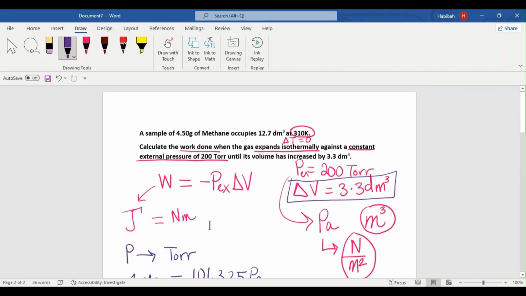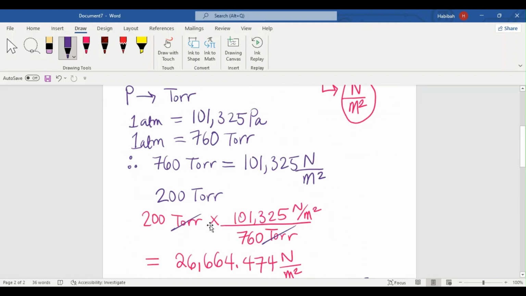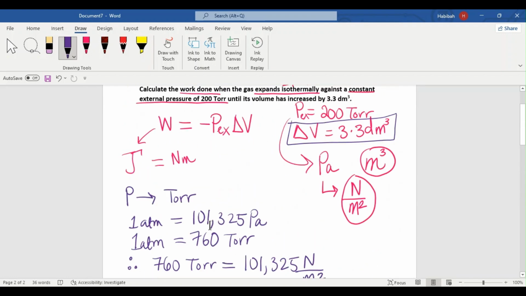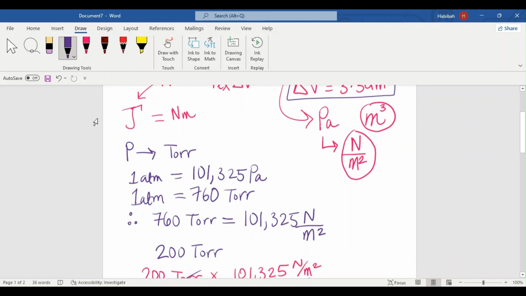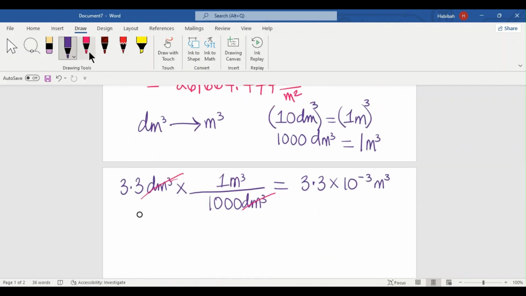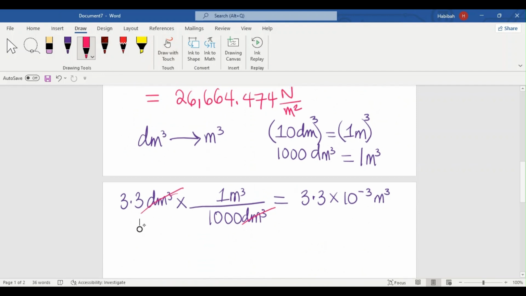So, yeah, that is it. That is basically the answer so far. But that's not the answer to our actual question, because we're actually supposed to be solving for work done. So now we have all the units in the proper parameters. So we just say work done, and we're just going to rewrite the information. Work done equals negative P external times change in V.